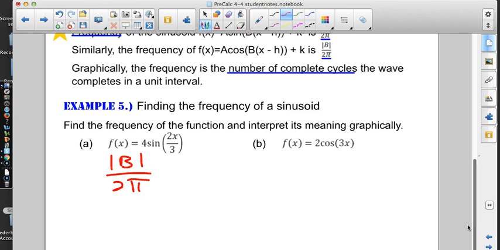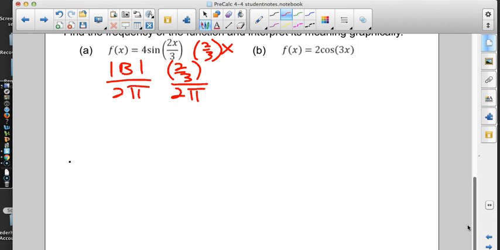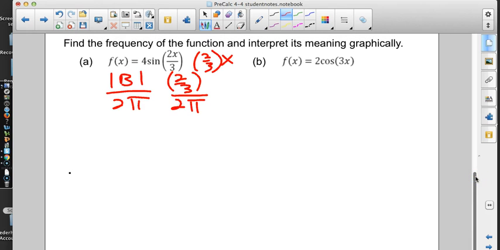So that means I need to know what b is. B is supposed to be factored away from that x. Well, it's not a big deal here. This is just 2/3 x. So we know that b is 2/3. And the absolute value of 2/3 is just 2/3. So what do we do with that? Well, we want to actually do math and see what happens. With fractions, we don't divide, we multiply by the reciprocal. Well, the 2's are going to cancel out.